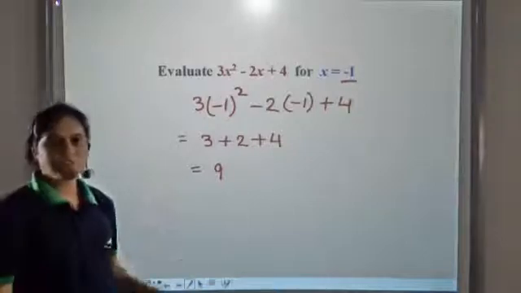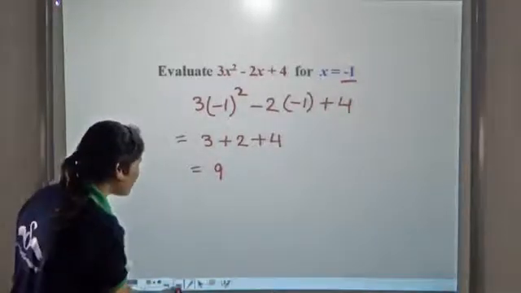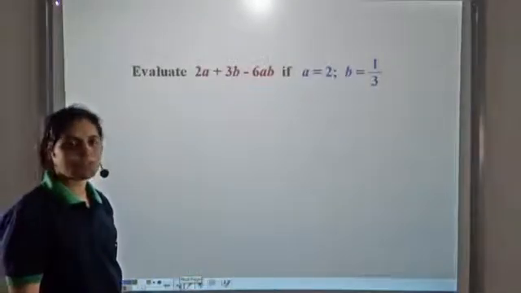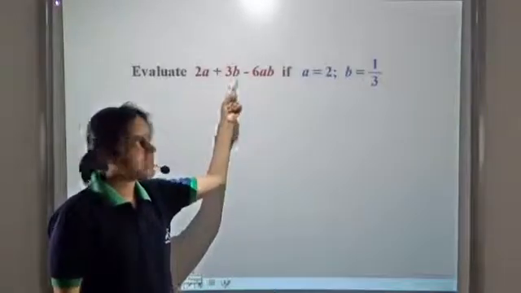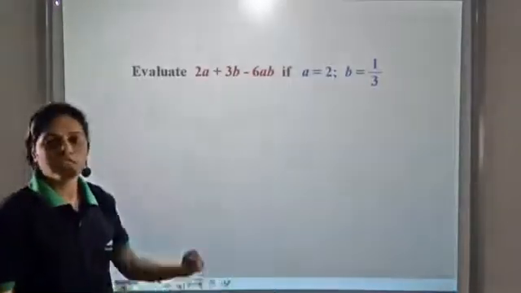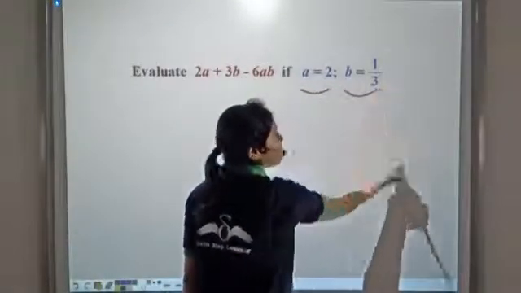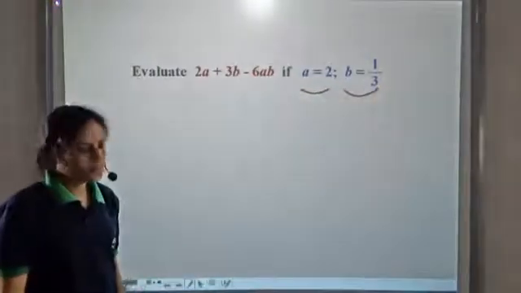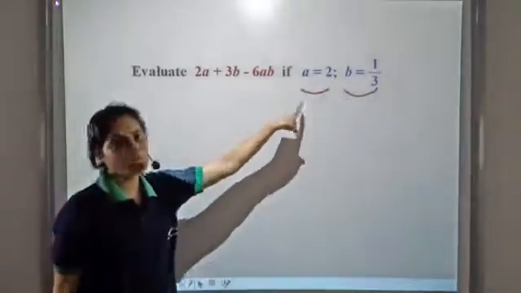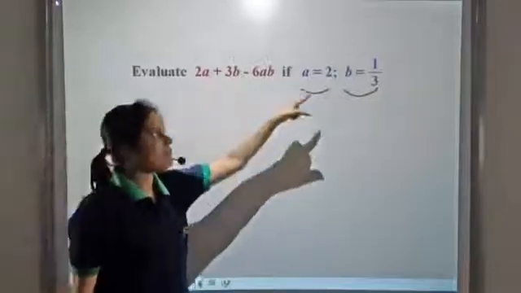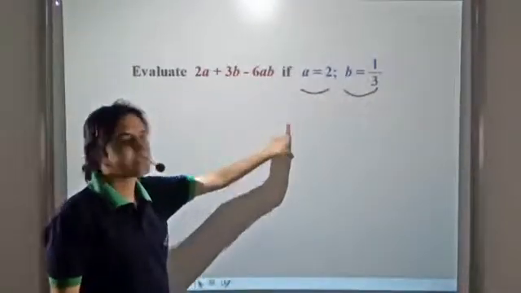Now this was an expression containing just one variable x. We can have expressions with more than one variable also. This is an expression containing two variables a and b. So we need to evaluate it for a equal to 2 and b equal to 1/3. So how do we do it? We substitute 2 in place of a and 1/3 in place of b and then calculate it.